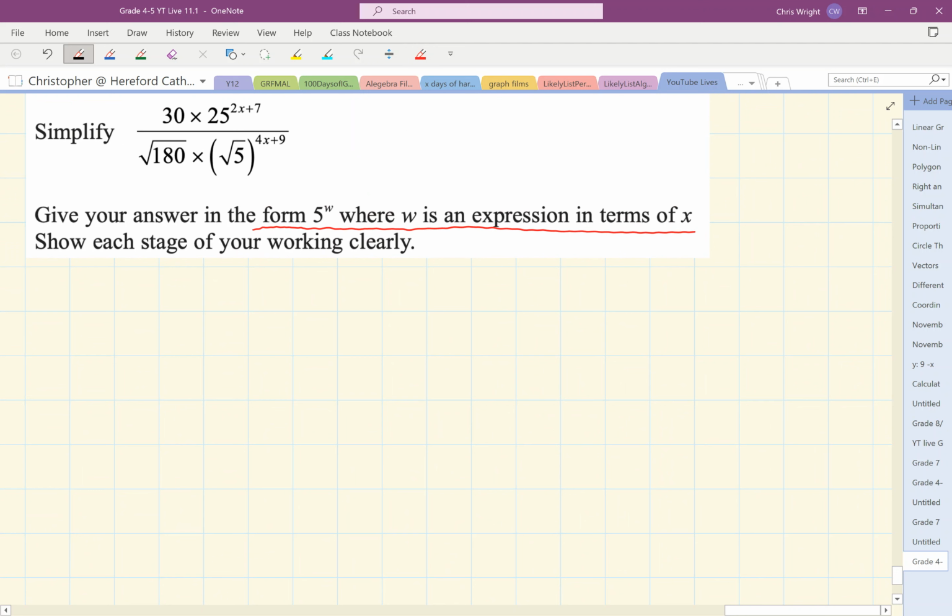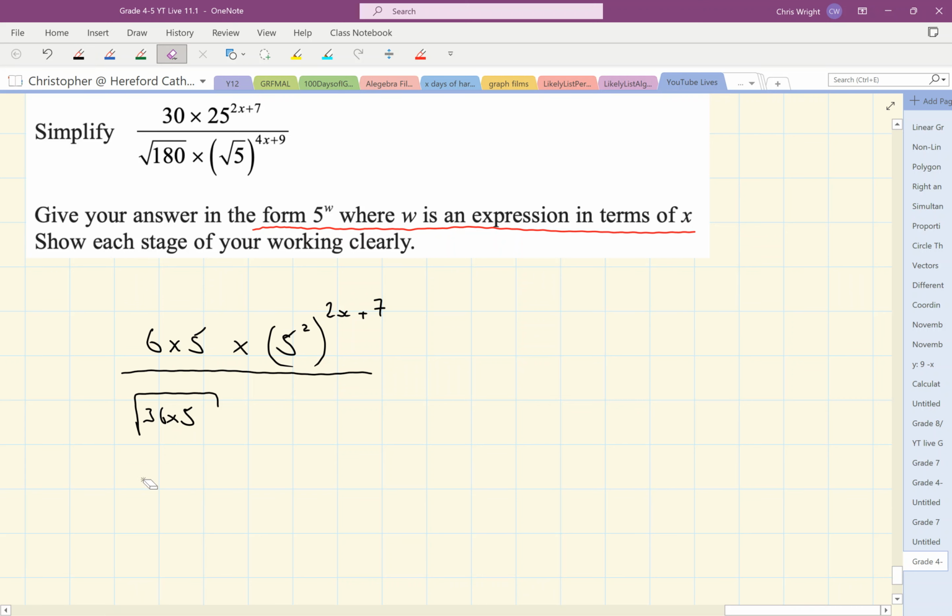Now it's 30. Well, if I'm going to write that using base 5, I'm going to write that as 6 times 5 to the 1, multiplied by, now 25 is 5 squared, so that's 5 squared raised to the power of 2x plus 7. Now let's have a look at the denominator, square root of 180. Now, I happen to know that 36 goes into 180, so I can write 180 as 36 times 5. So then I'll be able to write that as 6 root 5.